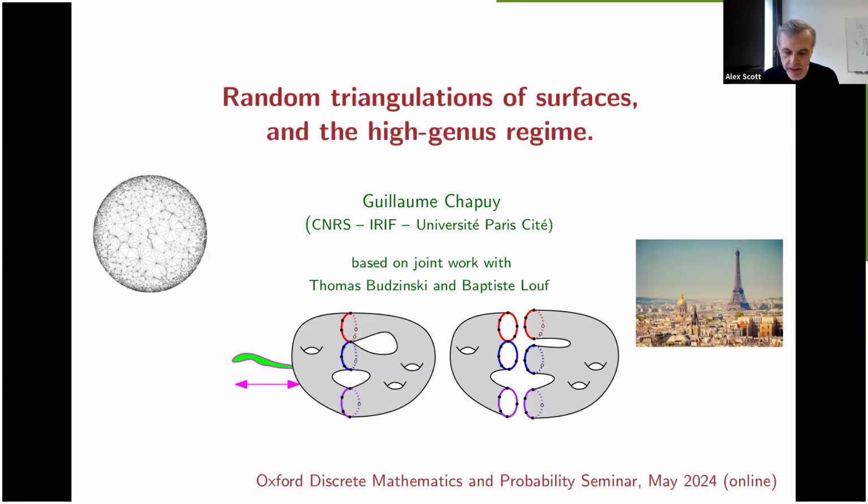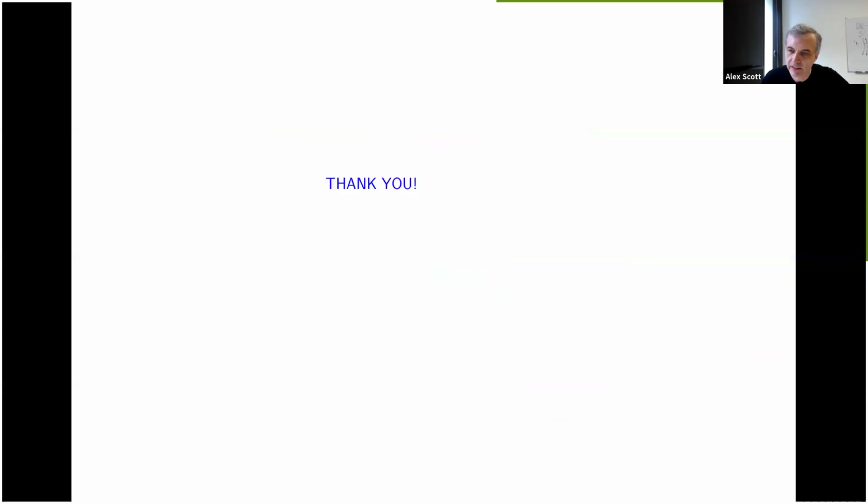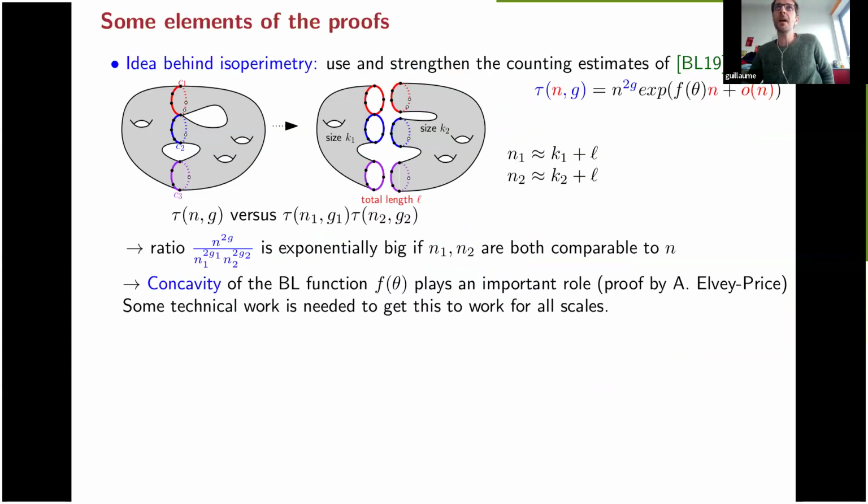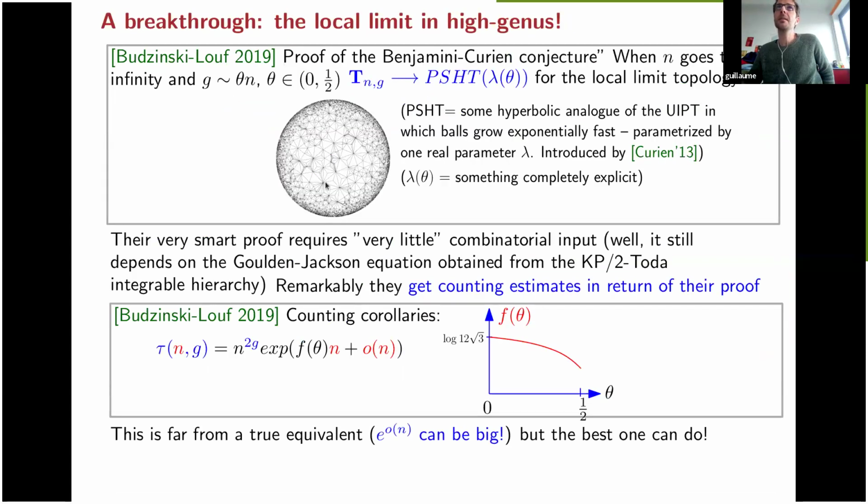So I actually wanted to ask about this very high genus regime: how much do you feel the genus locally? As you grow balls, I mean, you've got logarithmic diameter, but how much do you feel the genus? So this is what Budzinski and Louf are telling us here. So locally, I guess I don't know what the limit object looks like.